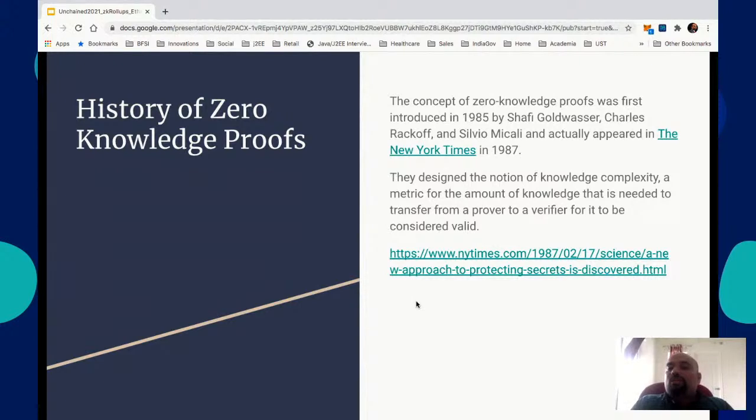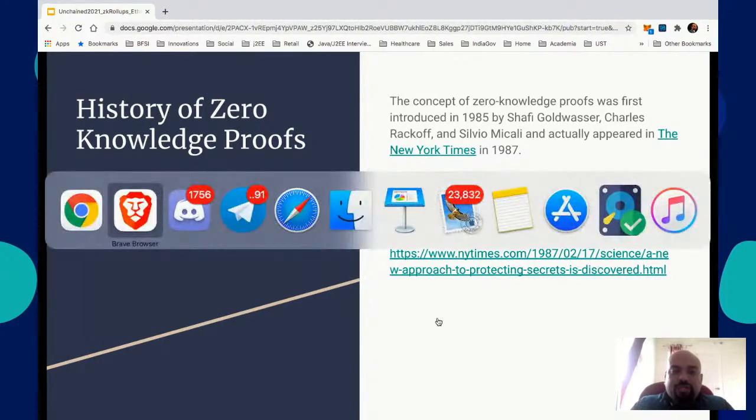So, what is zero knowledge proof? They designed the notion of knowledge complexity, a metric for the amount of knowledge that needs to be transferred from a prover to a verifier for it to be considered valid. So the zero knowledge proof is a very strange term. It is a notion of complexity of knowledge, or computational complexity of knowledge, a metric for the amount of a transaction.